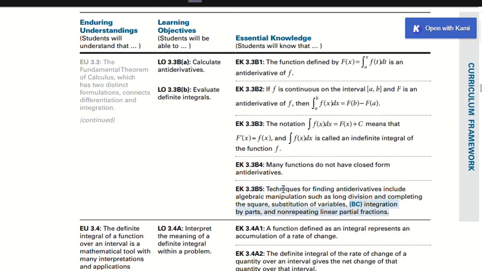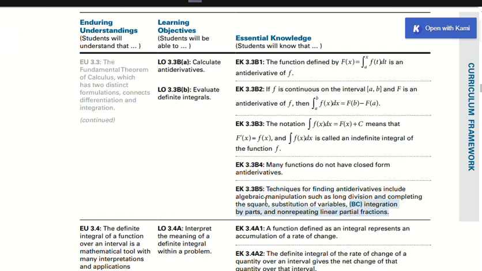Oh, yes. Techniques for finding antiderivatives include algebraic manipulations. Okay, that's like factor and cancel. Dividing through, like if you have x squared plus x plus 1 divided by the square root of x, you could multiply through by x to the 1/2 power. Those algebraic manipulations, we've seen those, we have experience. Long division and synthetic division, that's when we see bigger on top. Okay, we're familiar with that as well.